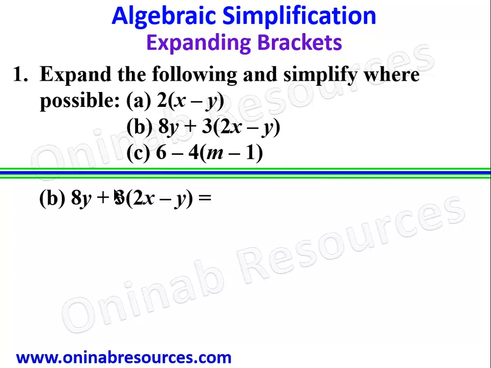For problem B, we have 8y plus 3 into 2x minus y. So this 8y is not connected to the bracket, so it is a term on its own. So we maintain the 8y, then this plus 3 is the number outside the brackets that we are going to use to multiply every term inside the brackets.